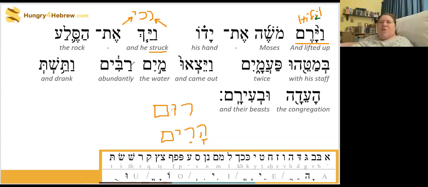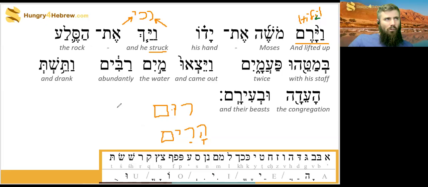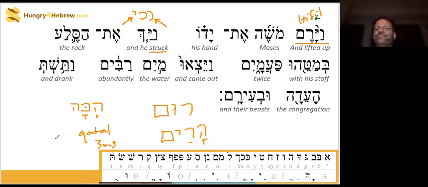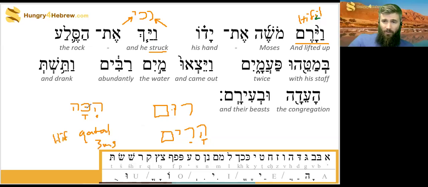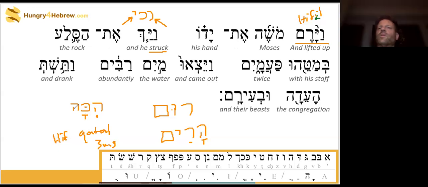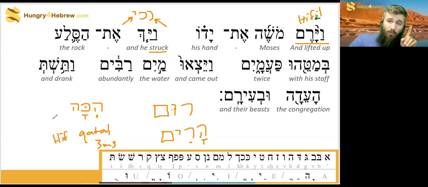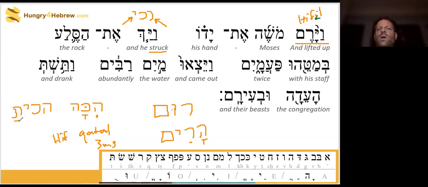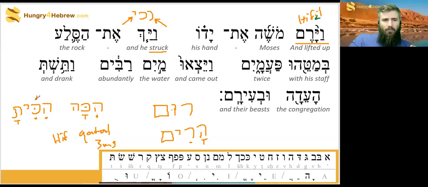What would be the Katal version of that? Very good. I think the only binyan that it shows up in is hefil. So the Katal 3MS form will be this right here. Katal 3MS hefil is hika. We have the dagesh of the missing nun, and we have the kamatz of the missing yod in this form. And if we wanted to move it over into some other forms besides 3MS, we get to see the yod. How would you say you struck? Hikita. So here we get to see the yod of the root, even though in 3MS we don't.